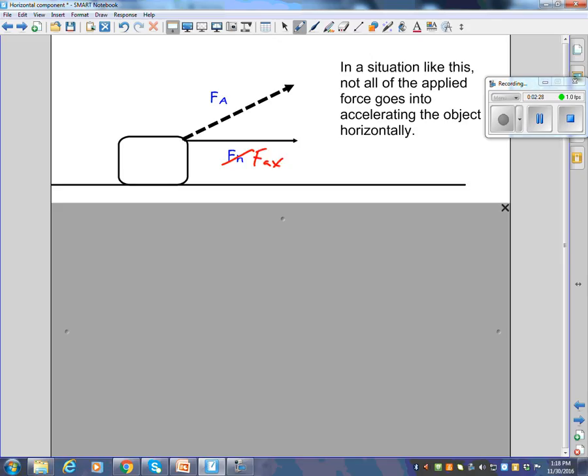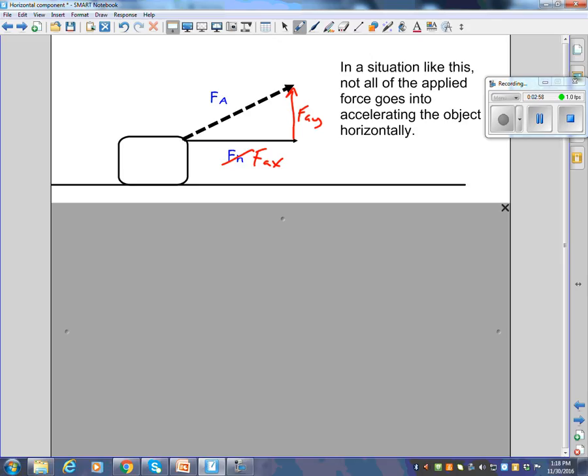In a situation like this, not all of the applied force goes into accelerating the object horizontally. Some of that force not only is sideways, but some of it is actually up and down. What would you call that? It would be the vertical force, or the vertical component, we would say. And what would you label that? FAY. Right? It would be the Y part of the applied force.